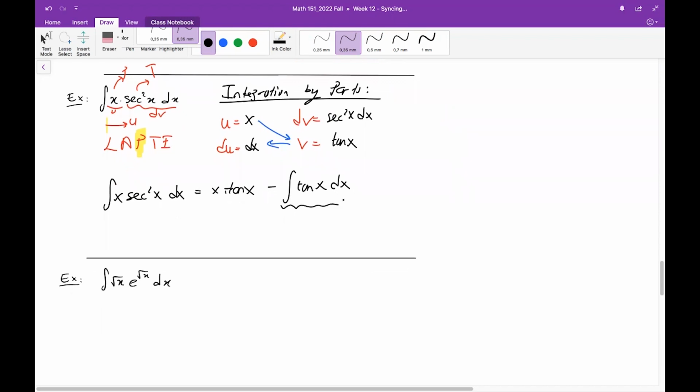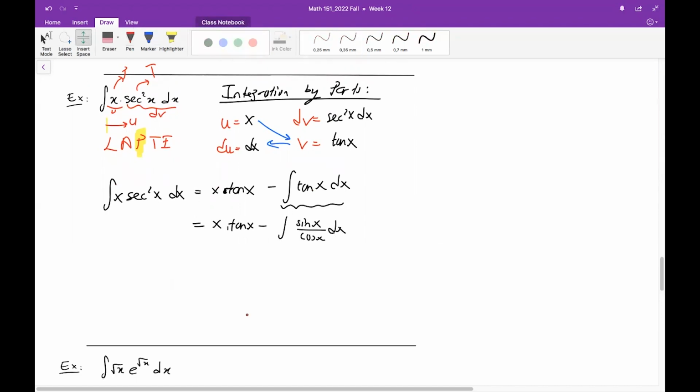You can easily compute it by writing tangent x in the form of sine x over cosine x dx. If you choose cosine x as your u, let's try to apply a substitution here. And sine x dx is minus du, because the derivative of cosine is minus sine. Okay, let me write down. We choose u as cosine x, du is minus sine x dx. That's why sine x dx is in fact minus du.